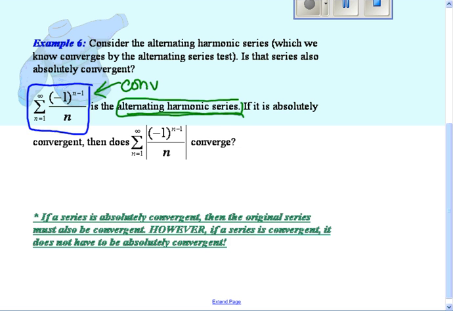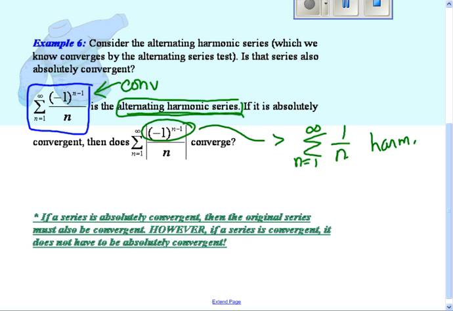Okay, is this absolutely convergent? If I do this, then this is going to get rid of the -1 and it's this one. Does this converge? This is the harmonic series. So this is not absolutely convergent.